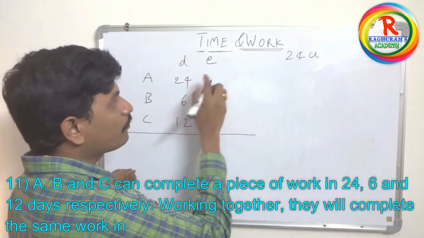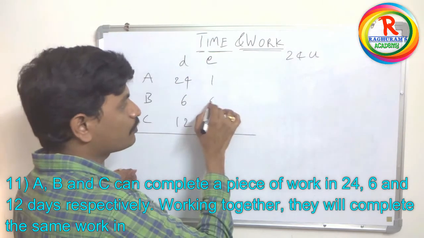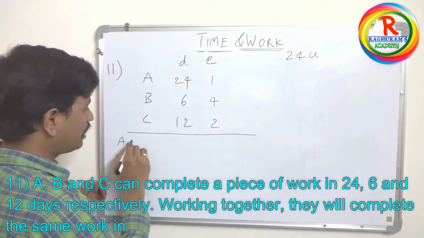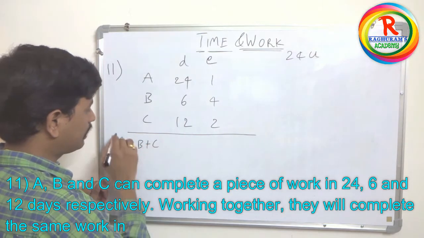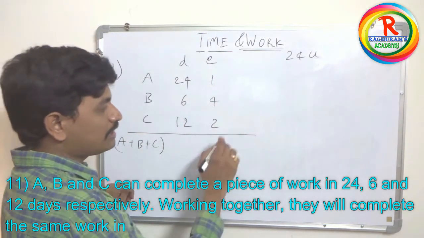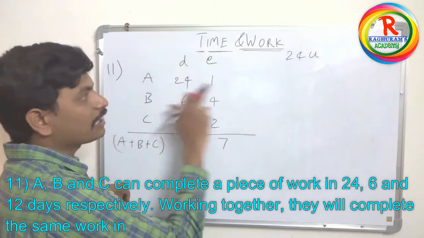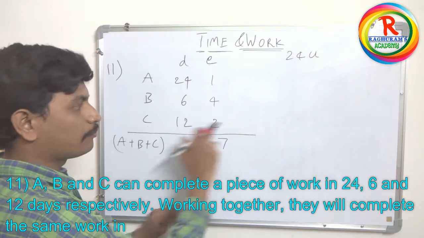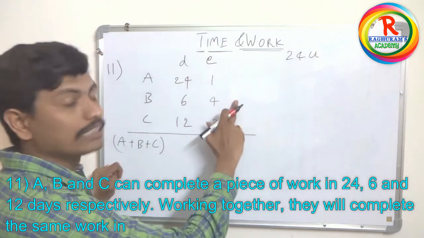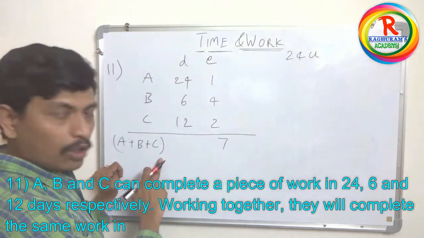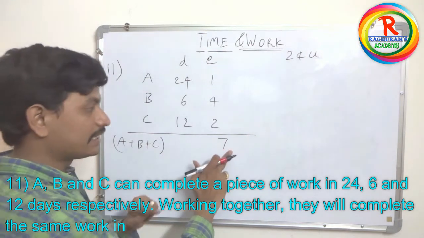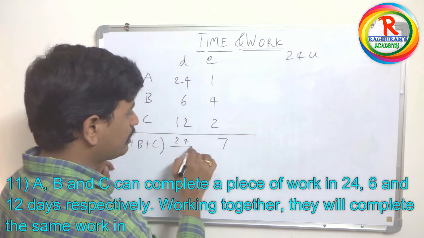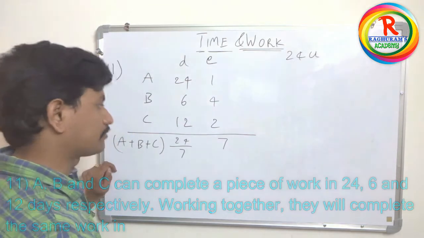Now the LCM: 24 ones are 24, 6 fours are 24, 12 twos are 24. So together the efficiency of A plus B plus C, 1 plus 4 plus 2, is 7. A can complete 1 unit in one day, B 4 units, C 2 units. That is efficiency. Now all 3 can complete 7 units of work in one day. Total 24 units. So 24 by 7 is the answer.